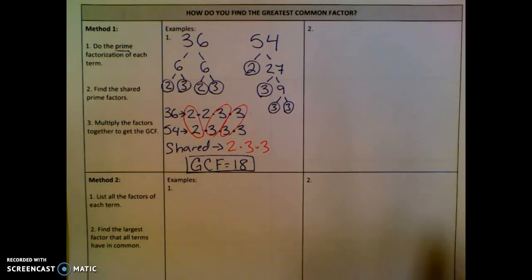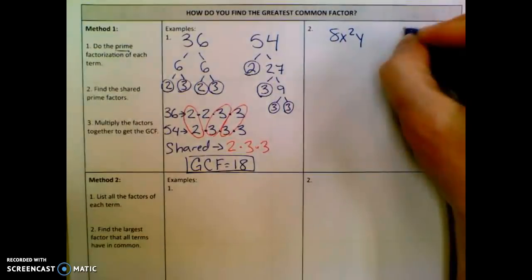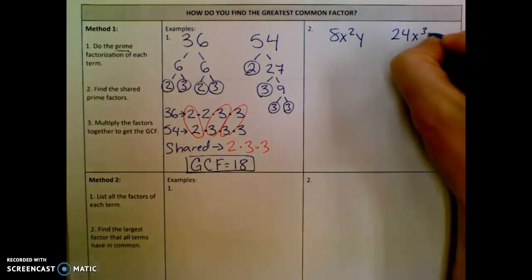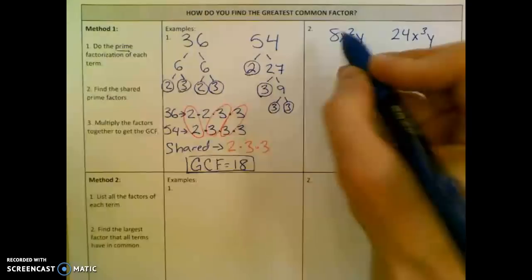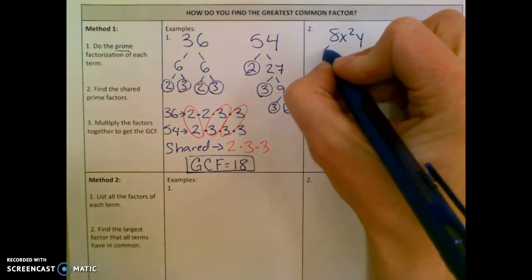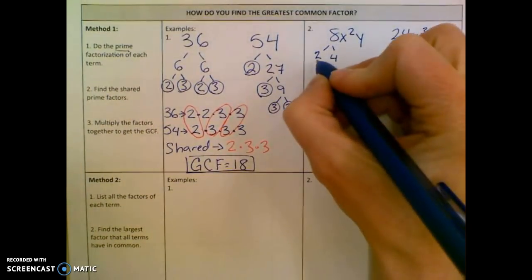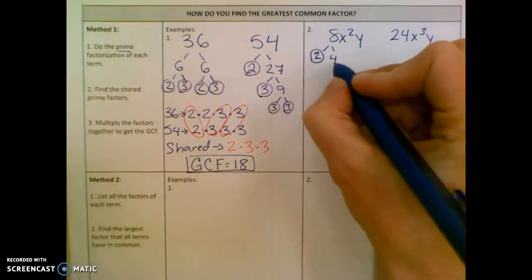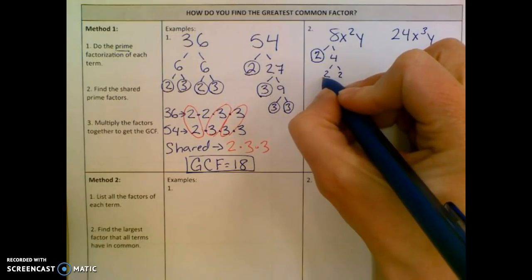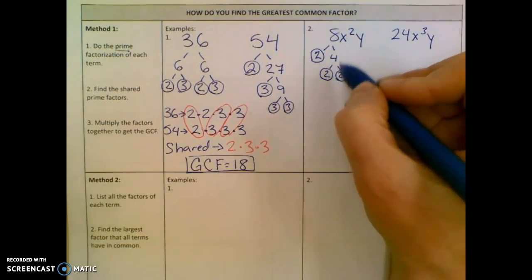Okay, let's do the same thing again, but let's throw in some variables. So we're going to try to find the GCF for 8x squared y and 24x cubed y. All right, I want to go ahead and break everything down into its factors. Well, 8 broken down is 2 times 4. Well, 2 is prime. And 4 I can break down further to be 2 times 2. Those guys both are stuck. 2 times 2 times 2 is 8.